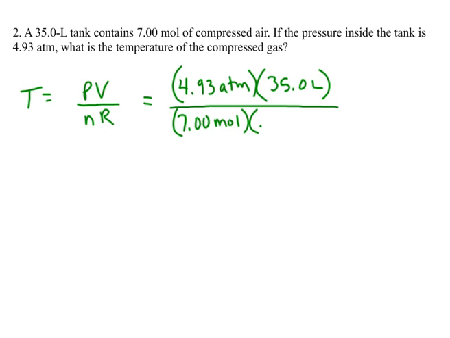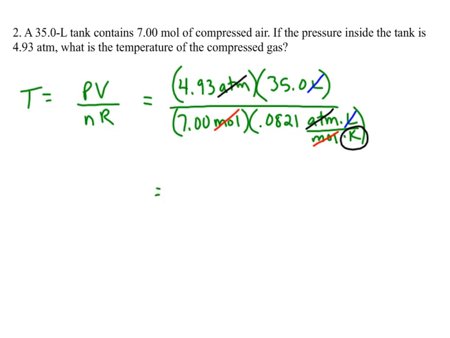And the gas constant is a given, 0.0821 atmospheres liters over moles Kelvin. If we take a look, liters will cancel, moles will cancel, and atmospheres cancel, leaving us with a temperature unit of Kelvin. If you plug this number into your calculator, and I want you to try this, some students get wrong answers when there are two numbers in the denominator. Make sure you are dividing by the product of 7 times 0.0821.